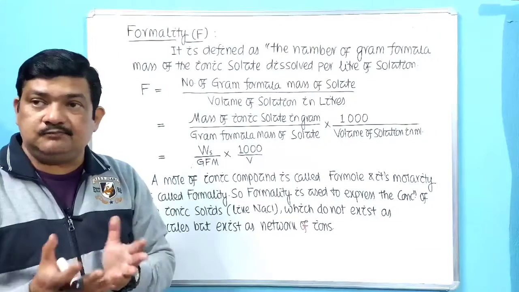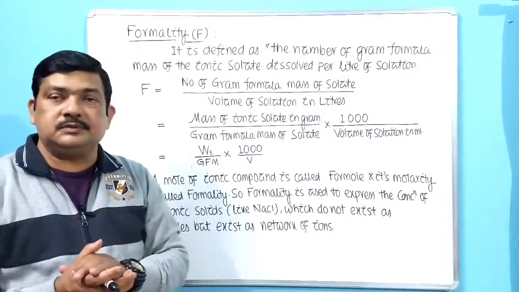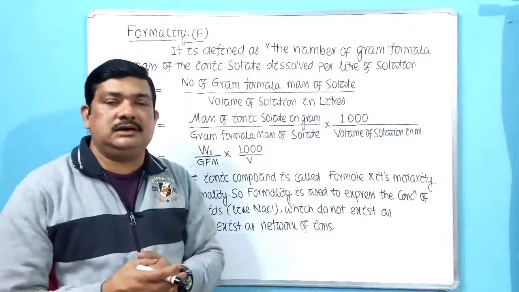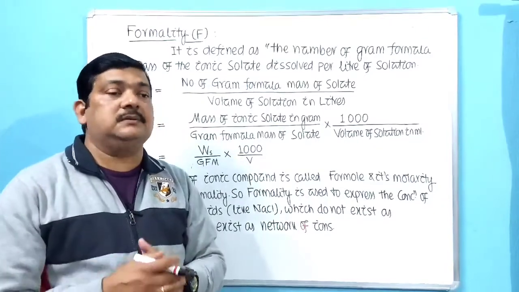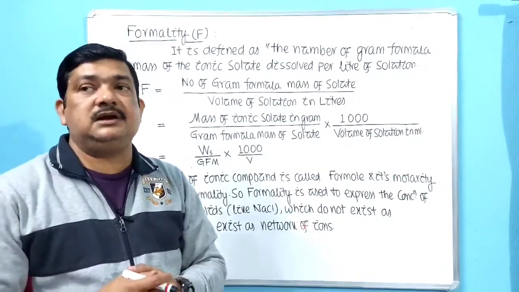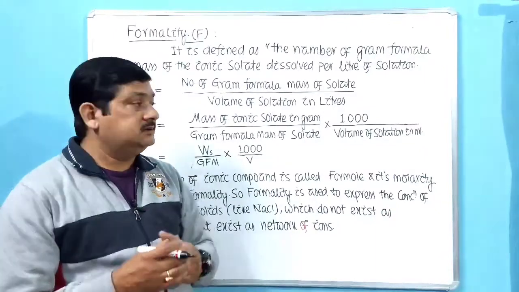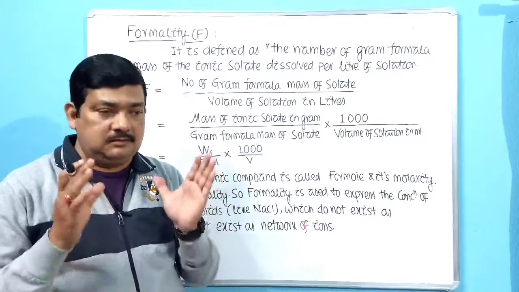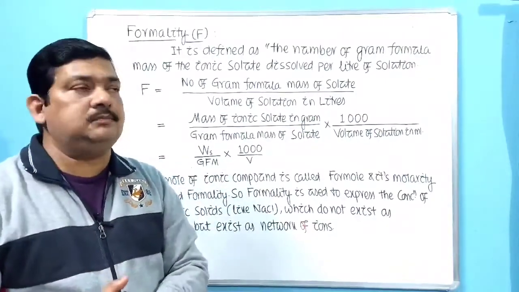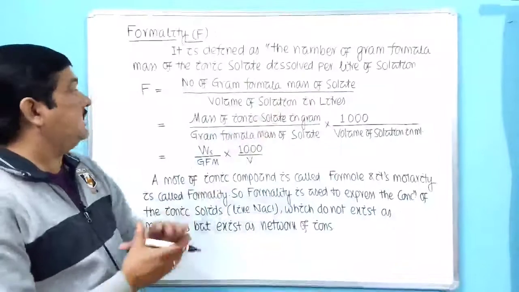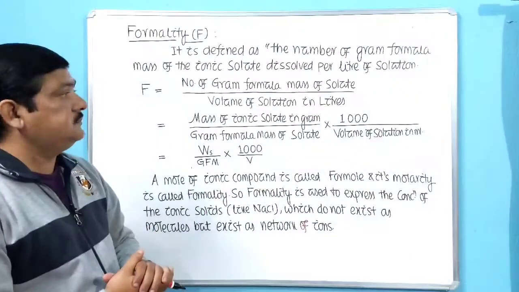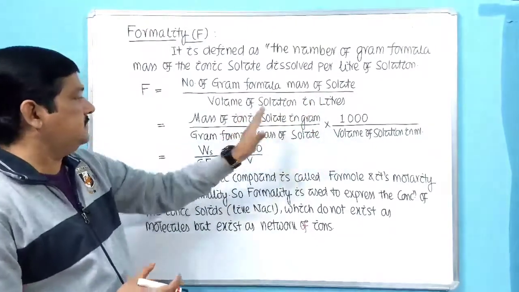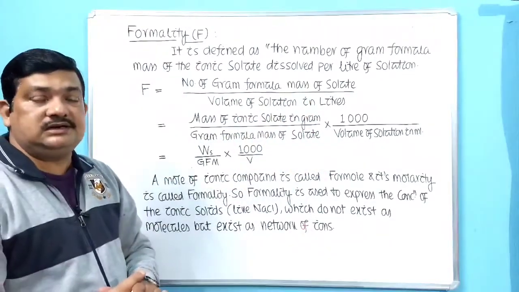For example, sodium chloride is an ionic solute. Its molecular mass would be 58.5, but it is more appropriate to call it formula mass. So the formula mass of sodium chloride is 58.5 u. The gram formula mass of sodium chloride is 58.5 gram. Formula mass expressed in grams is gram formula mass. So it is the number of gram formula mass of the ionic solute dissolved per liter of the solution. Same formula: number of gram formula mass of the solute divided by volume of the solution in liter.